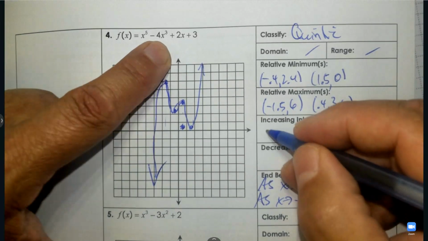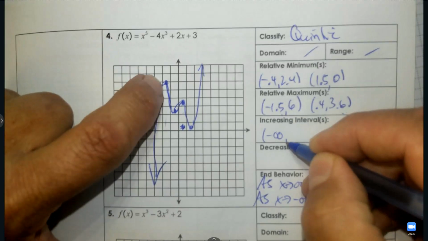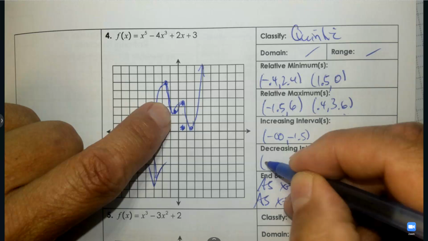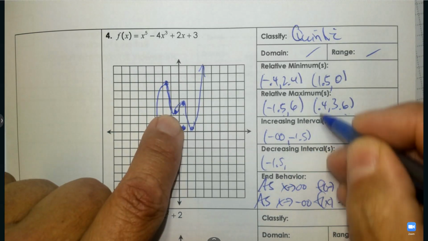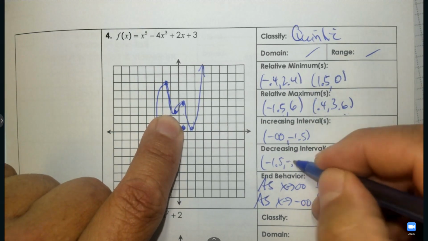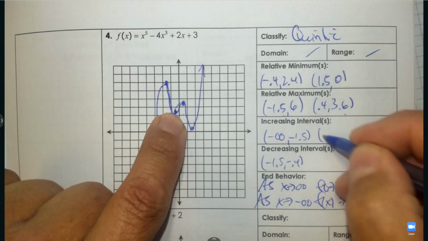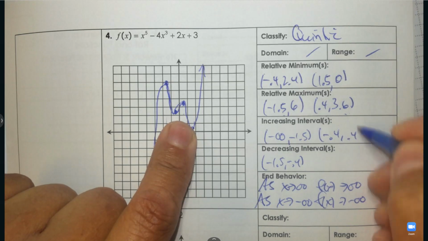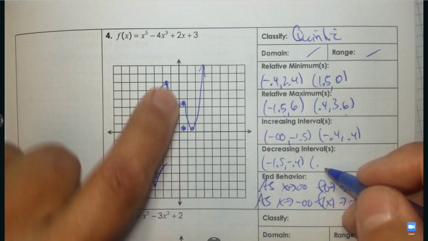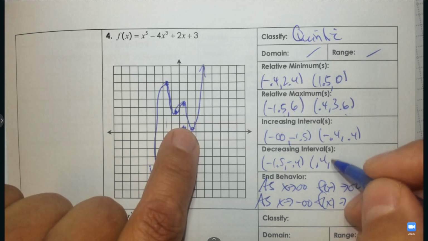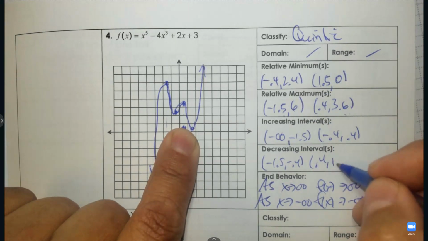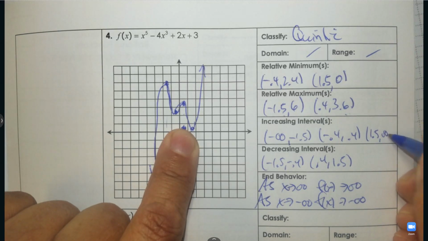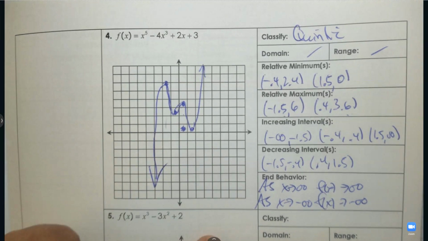The first part of the graph increases, so start at negative infinity, go up to negative 1.5, and then the next part of the graph goes down, so negative 1.5 to negative 0.4. Then it goes up, so negative 0.4 all the way to 0.4, and then the last part of the graph goes down again, 0.4 to 1.5. Now the last part of the graph is 1.5 to infinity. It increases. So 5 different intervals there.